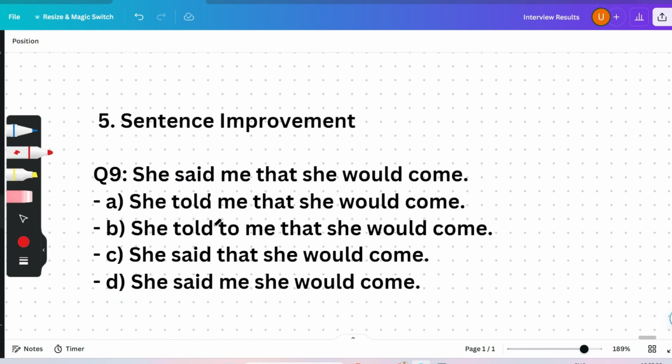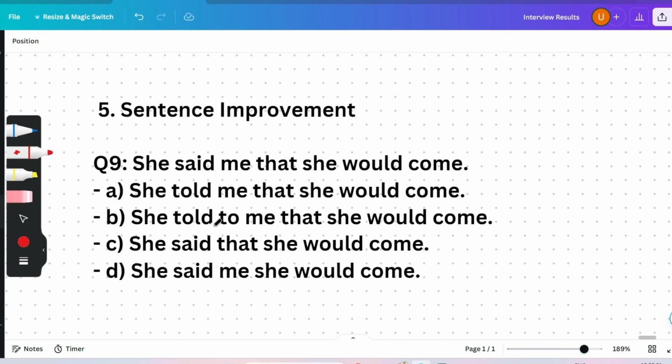So the next question is from sentence improvement. She said me that she would come. She told me that she would come. She said that she would come. She said me she would come.